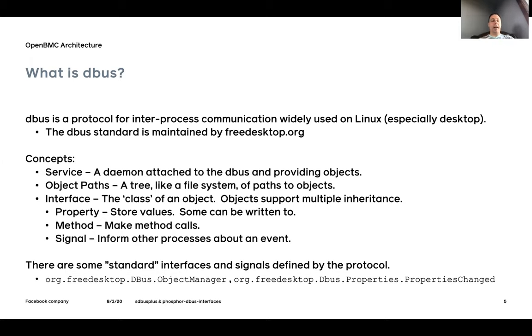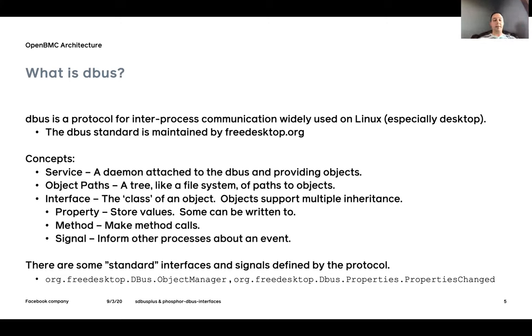And then at those object paths are a set of interfaces. You can think of interfaces as being the class around the object. I'm using the plural, interfaces, because objects themselves support multiple inheritance. So at any location in the hierarchy, you can have multiple interfaces at that location.